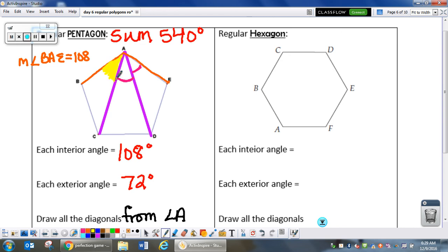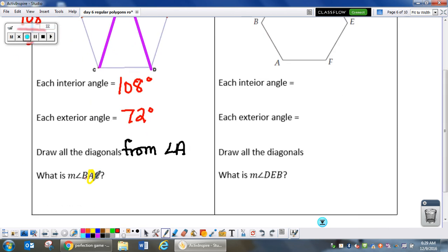Well, lucky for us, the diagonals divide the interior angle into 3 equal parts. So we know the whole is 108, and we're just going to do 108 divided by 3, and that should get you to 36 degrees.